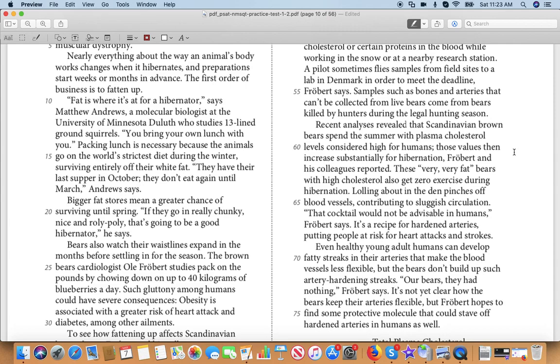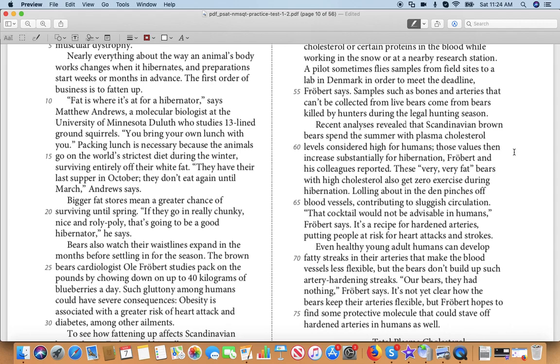Okay. Lolling about, that's an interesting phrase. You know what that means? To loll about? I bet you can figure it out. Take a guess. Really kind of almost just relaxing. Yeah. Just not doing anything, lazing about, lying around, right? As it's hibernating, lolling about in the den. Pinches off blood vessels, contributing to sluggish circulation. What does sluggish mean here? Slow. Slow, yeah. As in a slug, right? So, yeah. Keep going, please.